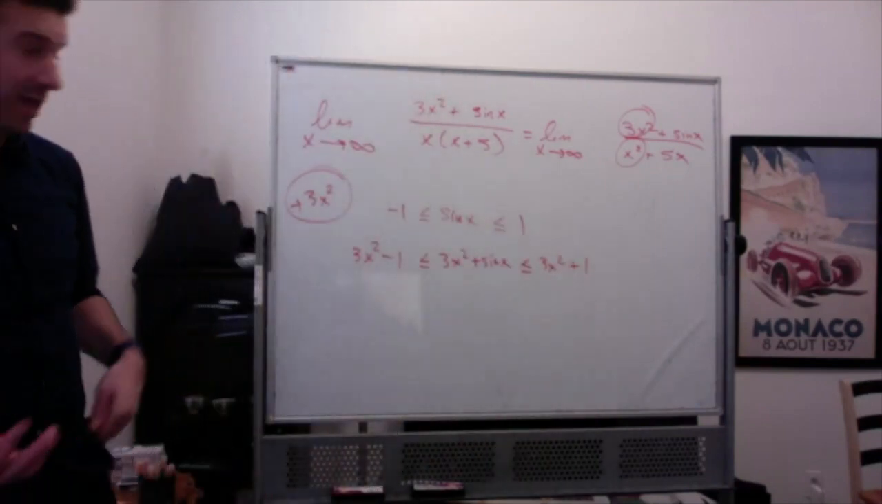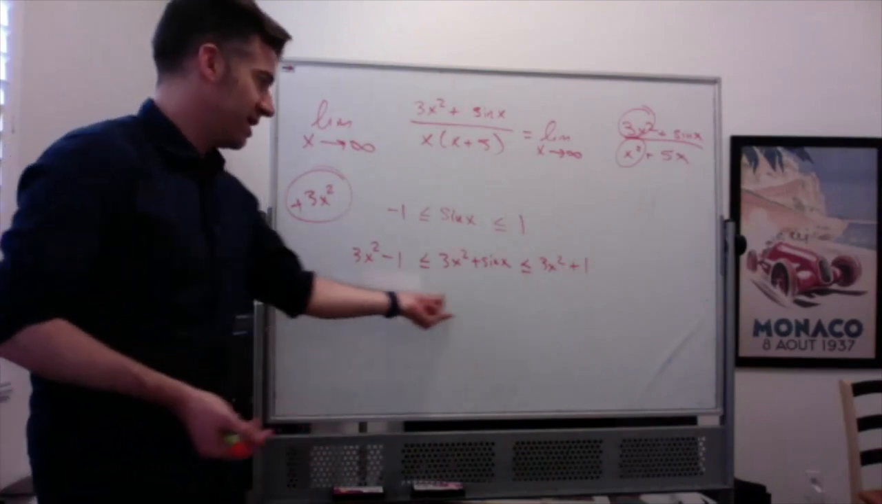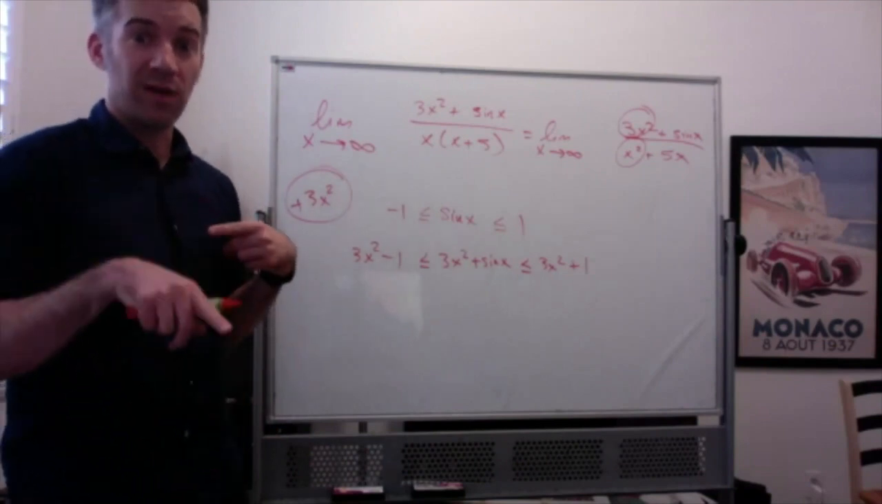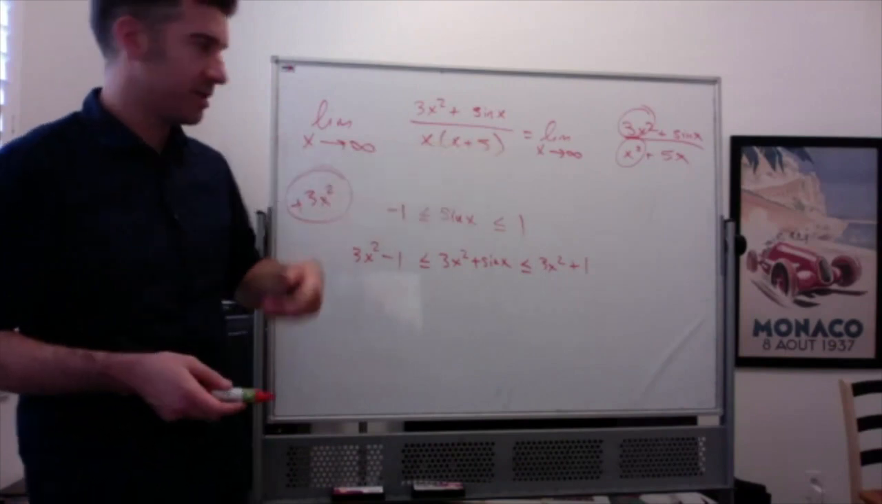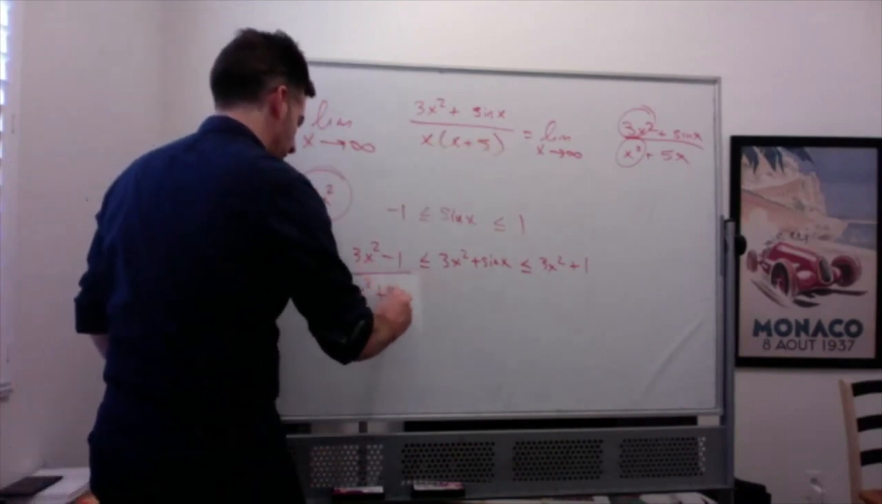Still true, right? If sine of x is less than or equal to 1 and bigger than or equal to -1, I can add the same thing to each piece of the inequality, and the inequality is still true. And then we're going to divide by the denominator, x squared plus 5x. So I'm going to divide each piece by x squared plus 5x.